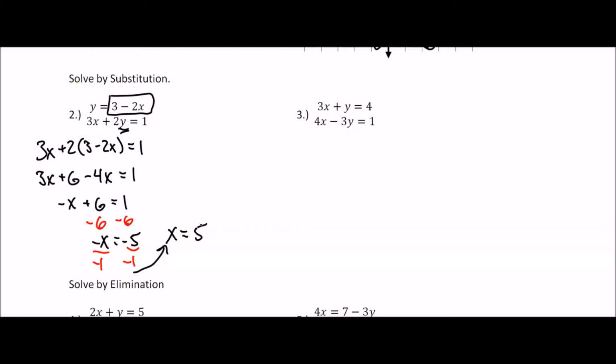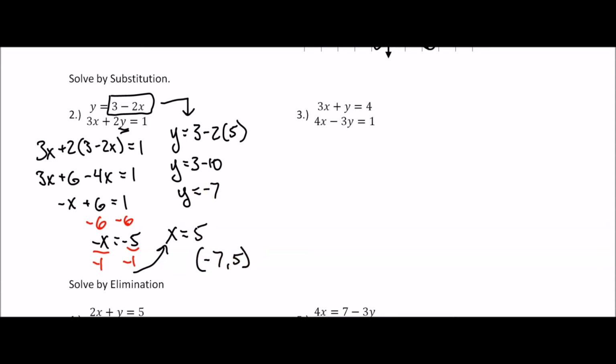Well, I'm not done yet. I have to plug it back in to get the y value. Right here, I have an equation: y equals 3 minus 2x, and I just replace the x with the value that it equals, the 5. So I've solved it. x equals 5, y equals -7. I'm going to write it as an ordered pair because that's just a nice, succinct way of writing my answer. x equals this, y equals this, and I wrote my ordered pair backwards. Let me try again. So there we go. Okay.